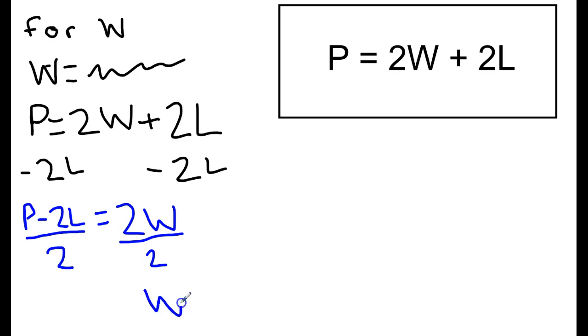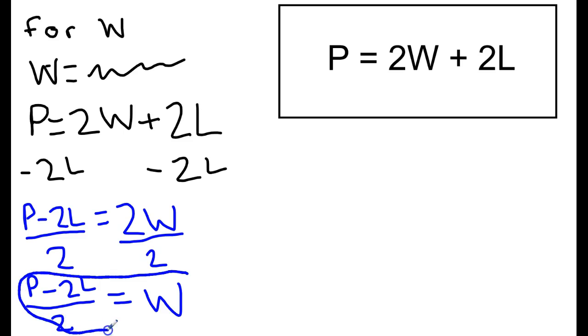And we would be left with W equals, and there's a couple ways you could write this. You could write P minus 2L over 2. That would be one way of writing it. Not bad. Having trouble with my circles here.